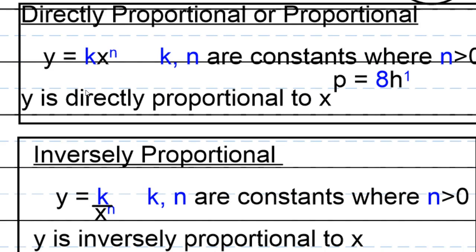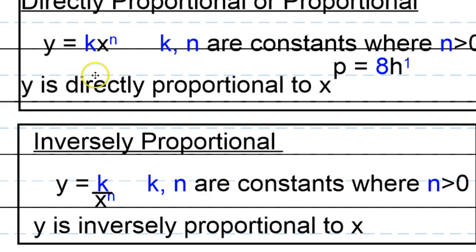Then we have another concept called inversely proportional, which is a relationship between two quantities where one quantity can be found by dividing a constant by a power of x. In this case, we say y is inversely proportional to x. Here k and n are constants, but n has to, again, be greater than 0.